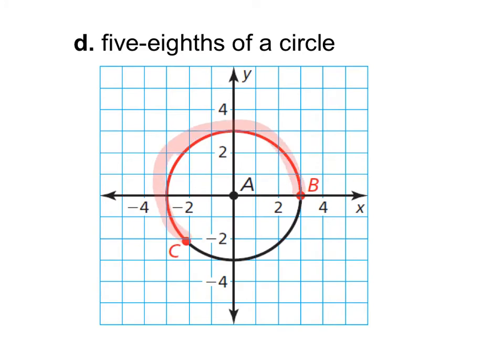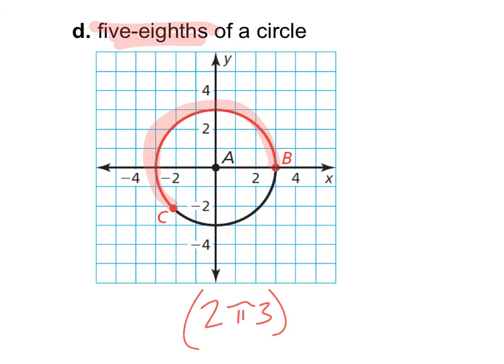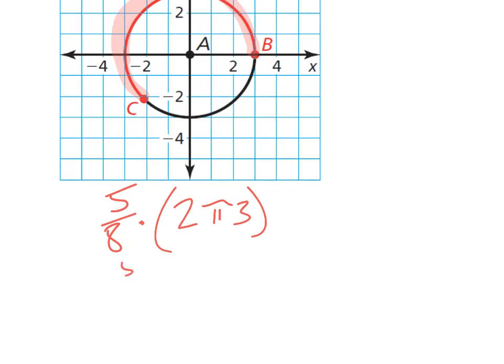What if we have another arc here? This is 5/8 of a circle. Okay, so can we do the same thing? Well, what's the circumference? This is a radius of 3. So we have 2 times pi times 3, which is obviously 6 pi. And we said 5/8 of the circle. So 5/8 times whatever that is. Well, 5/8 of this is 5/8 times 6 pi.